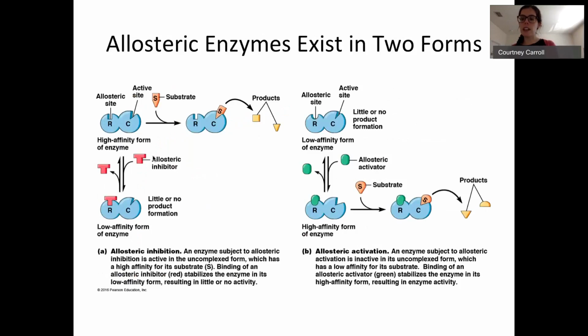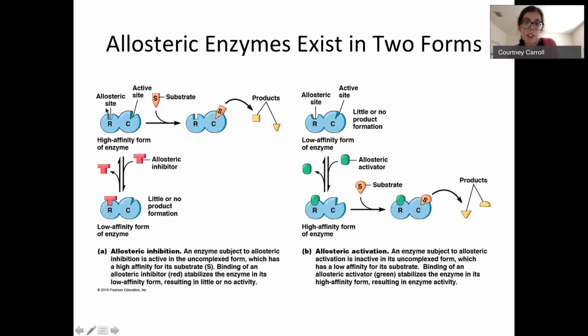Finally, we can regulate enzymes in a few different ways, but I'm going to talk about allosteric regulation. An allosteric site is a site that's not the active site of the enzyme. So shown here is an RC combination, and we have an active site on C and a secondary site on R. That's our allosteric site.